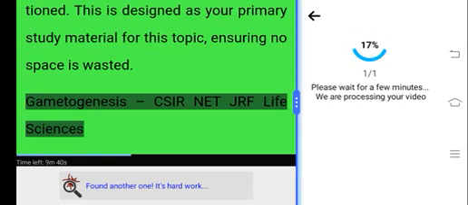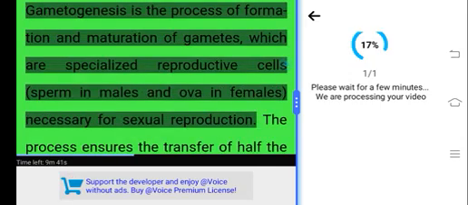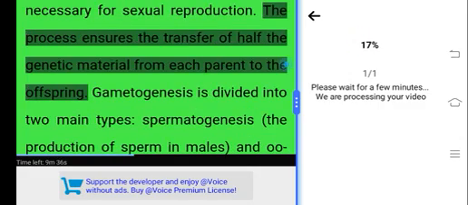Gametogenesis, CSIR NET JRF Life Sciences. Gametogenesis is the process of formation and maturation of gametes, which are specialized reproductive cells, sperm in males and ova in females, necessary for sexual reproduction. The process ensures the transfer of half the genetic material from each parent to the offspring.